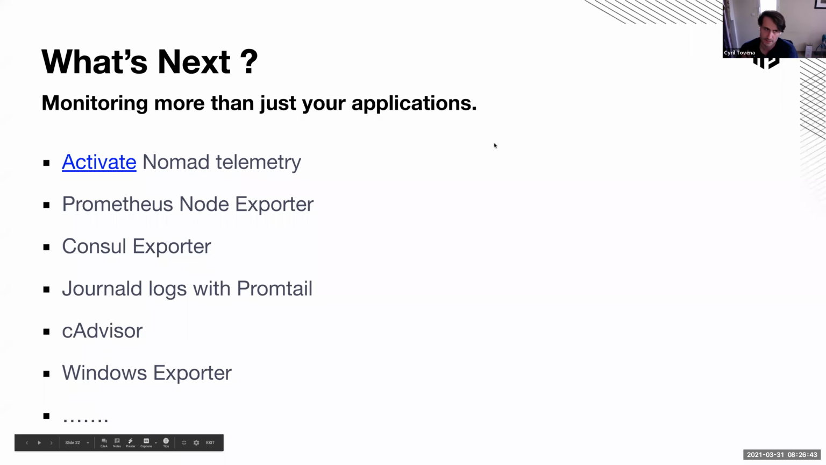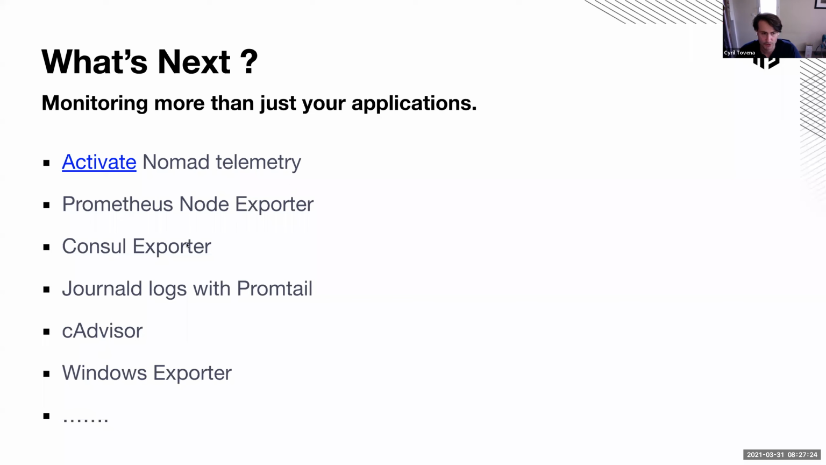So what's next? Monitoring and observability is not just about your application. It's also about all the tools and all the applications that you are using. Nomad comes with a telemetry system that you can activate, and that gives you Prometheus metrics automatically. You can also add exporters. Exporters are small applications that you deploy in your cluster and that will make more metrics available. There's a Prometheus node exporter, which will scrape metrics from the node itself, so you can get the CPU and the health of the node.